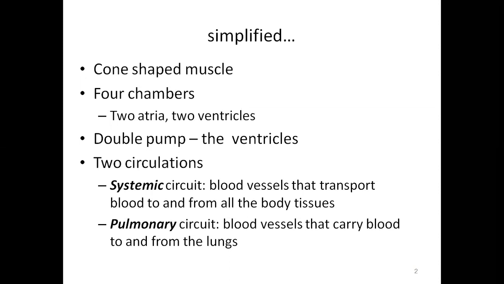Now there are 2 types of circulation: systemic circulation and pulmonary circulation. In systemic circulation, blood vessels transfer blood to and from all the body tissues, and in pulmonary circulation, the blood vessels carry blood to and from the lungs.